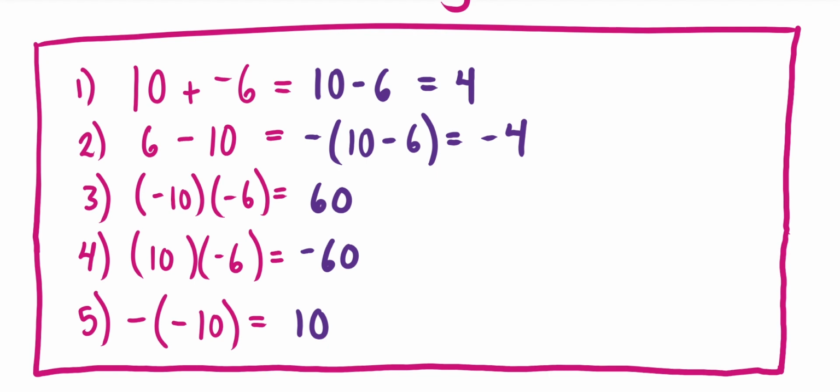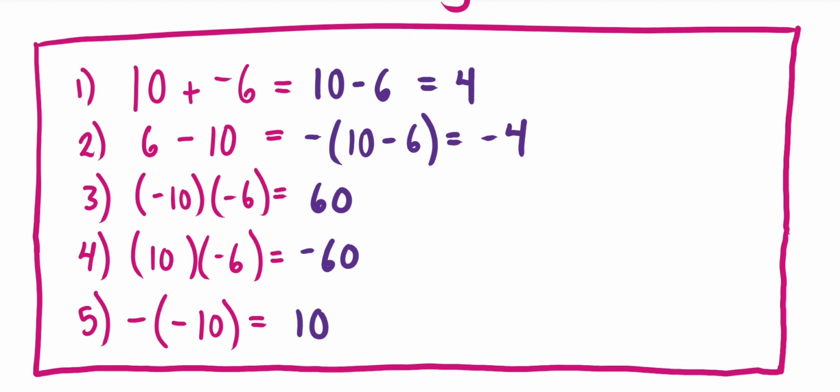If I were to reverse it and say, what is 6 minus 10? Or what is 6 plus negative 10? Well, that's the same as negative 10 minus 6. And you know 10 minus 6 is 4. So this is negative 4. In general, if you switch the order of subtraction, you pull out a negative sign.